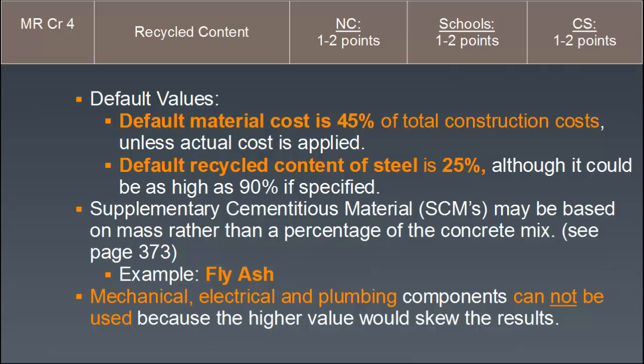For supplementary cementitious materials, SCMs, it may be based on mass rather than a percentage of the concrete mix. An example of this is fly ash, since it's very light in weight. Another example would be slag and cement as well. Mechanical, electrical, and plumbing components are not included because they skew the results. So that's consistent through these credits.